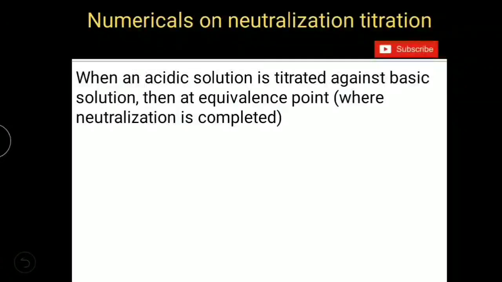Suppose an acidic solution is titrated against a basic solution. Then the relation at the equivalence point, where the neutralization reaction is completed, is N1V1 is equal to N2V2. In this, N1 is the normality of acid, V1 is the volume of acid, N2 is the normality of base, and V2 is the volume of the basic solution.